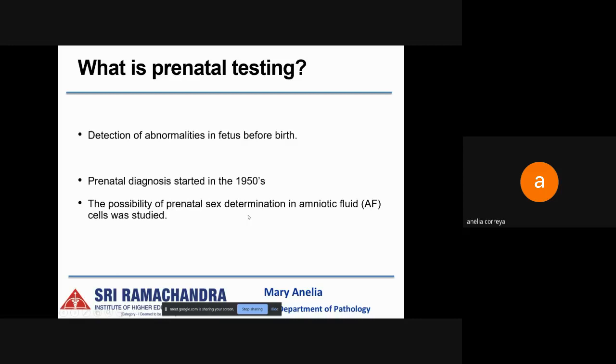So what is prenatal testing? As the name suggests, it is basically the detection of abnormalities in a fetus before birth. And a brief history on prenatal testing, it was started in the 1950s, in which amniocentesis was done and the amniotic fluid was taken and a karyotype was done to determine the prenatal sex.